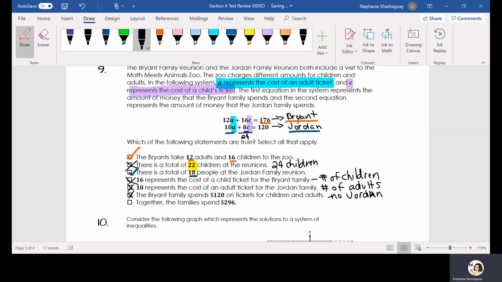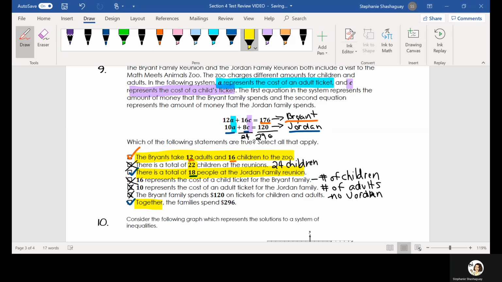And then it says, together, the families spend $296. Well, let's add the total amount together. 6 plus 0 is 6. 7 plus 2 is 9. 1 plus 1 is 2. So yes, together, they spent $296.